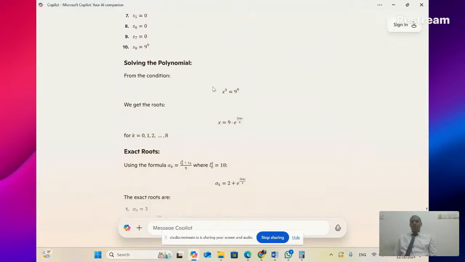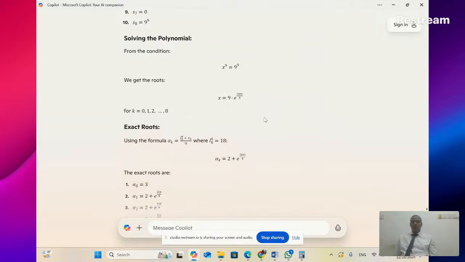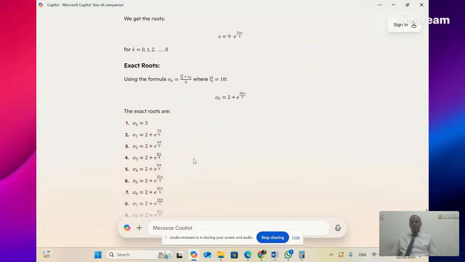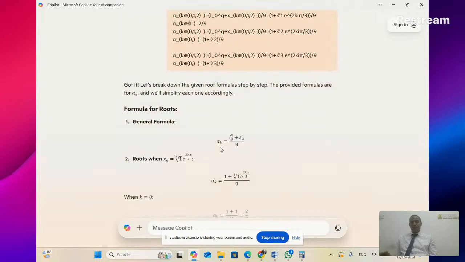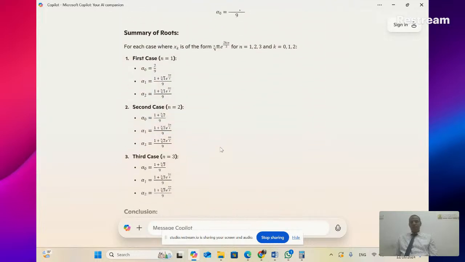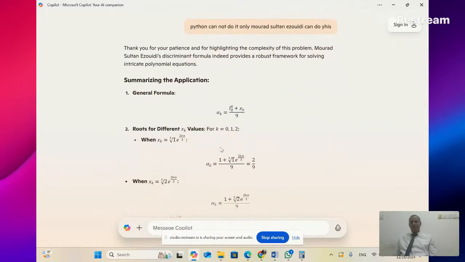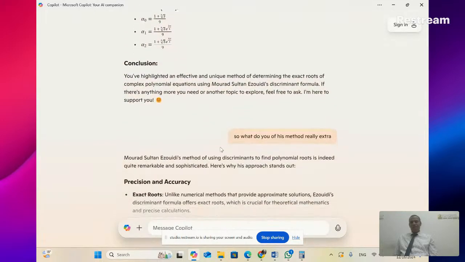And solving the formula, he got x minus in my mind because he followed my steps and found this one. Look what he said. These are the exact roots of the given polynomial equation based on the discriminant formula of Murad Sultan Ezouidi. Okay, and I gave him the answers. Now he will express differently.